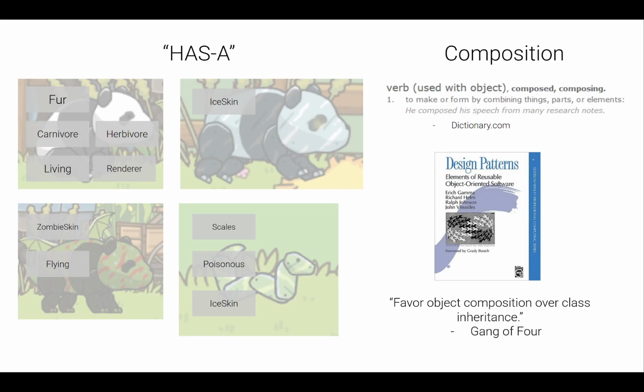So composition is a big deal. It is discussed in the famous Gang of Four design patterns book, and in particular, they tend to prefer it in most cases. Favor object composition over class inheritance.